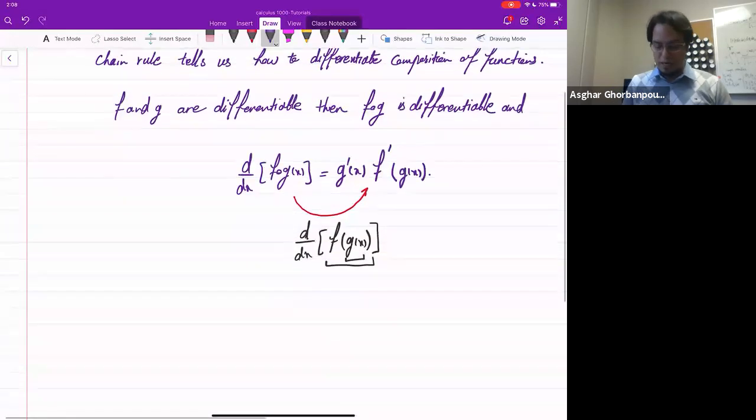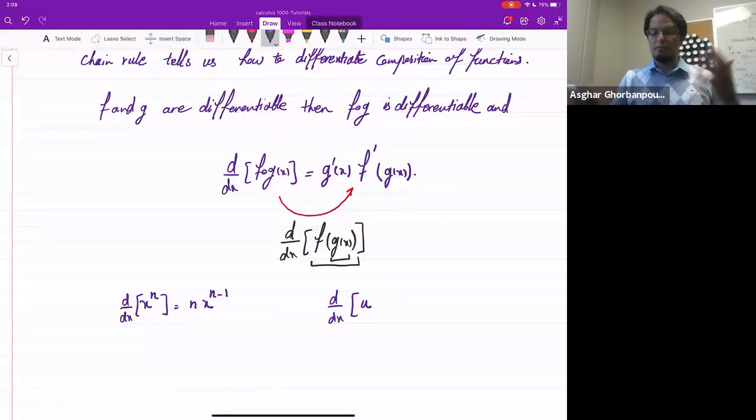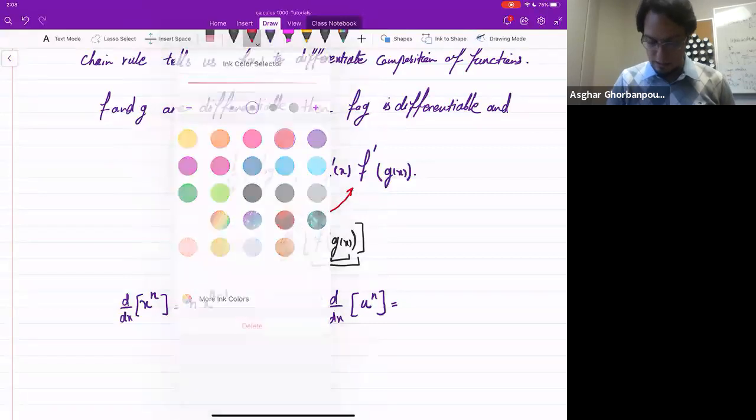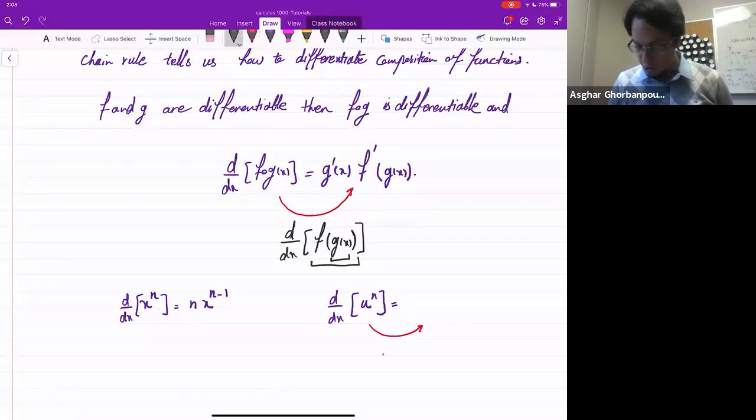Why is this good? Because before, we knew that, for example, the derivative of x to the power n is n x to the power n minus 1. Now I can tell you the derivative of a general function, let's say u to the power n. What you need to see is that u to the power n is basically first you find u and then raise it to the power n.